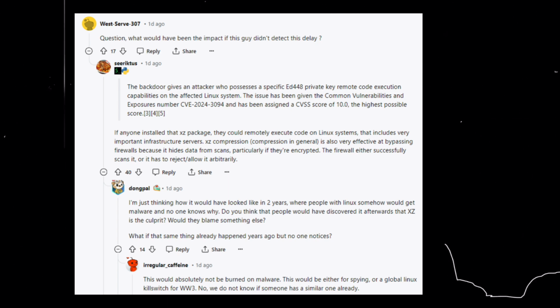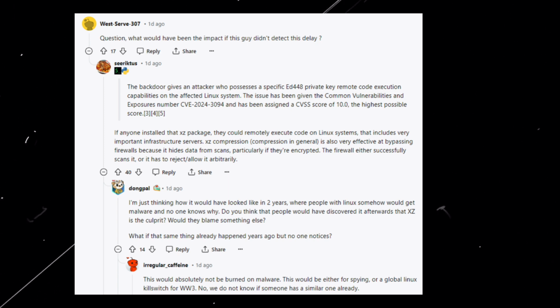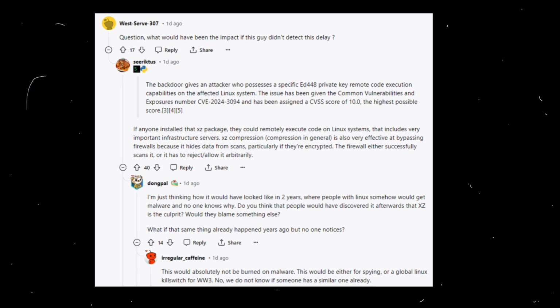This question directly addresses the hypothetical scenario of the backdoor going unnoticed, prompting discussion about the potential consequences. The first reply provides a detailed explanation of the backdoor's capabilities and its severity. Remote code execution: the backdoor grants an attacker with the correct private key the ability to execute code remotely on affected Linux systems. Impact on critical systems: this vulnerability could potentially affect essential infrastructure, including firewalls and systems handling sensitive data. Evasion of security measures: the backdoor's ability to hide data from scans, especially when encrypted, makes it particularly dangerous as it can bypass typical security checks. High severity score: the assigned CVE and CVSS scores indicate the critical nature of this vulnerability.